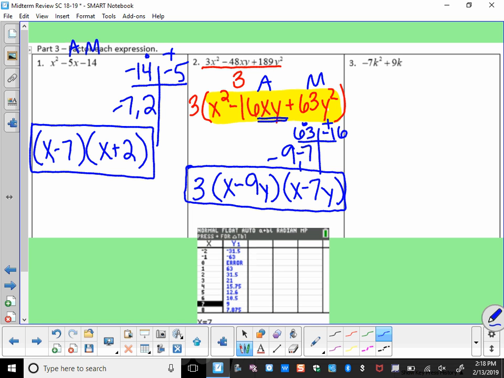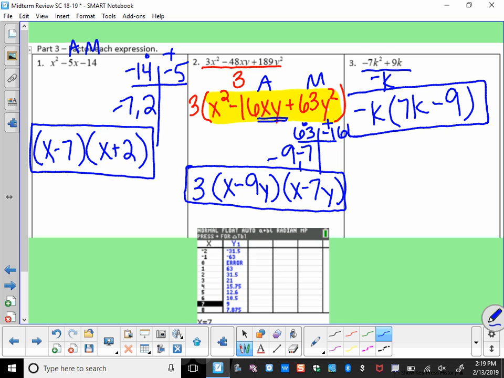Okay, look at number 3. Negative 7k squared plus 9k. What's my GCF here? Okay. What else? If it starts with a negative, your negative comes out of your GCF. So I have negative k. And when I divide, what am I left with? 7k minus 9. Because plus divided by negative is a negative. That's it.